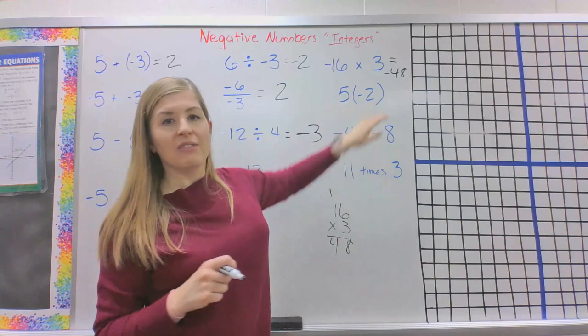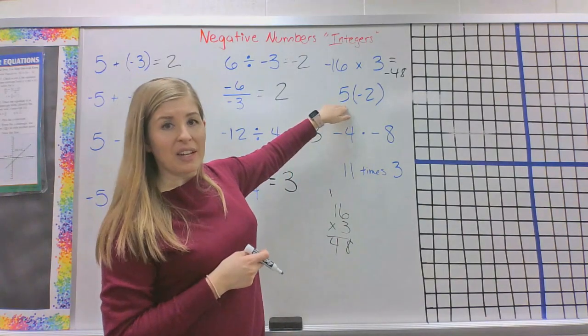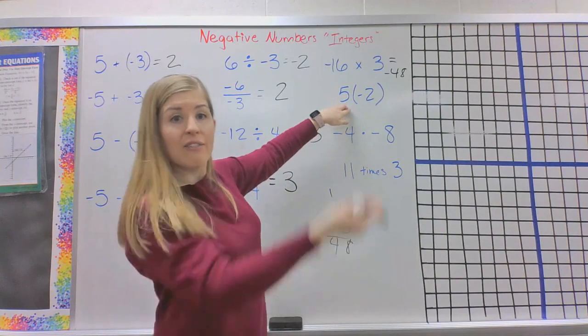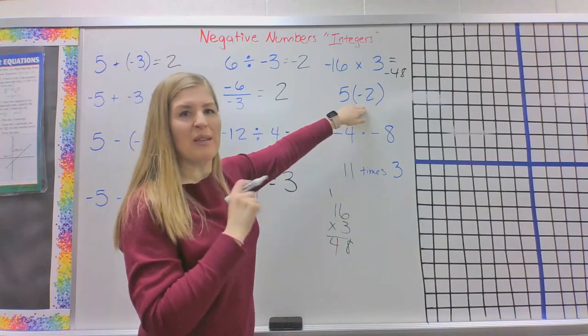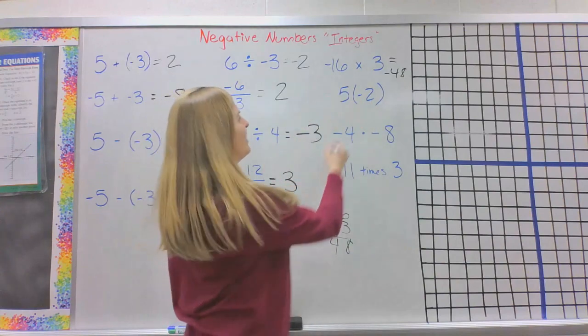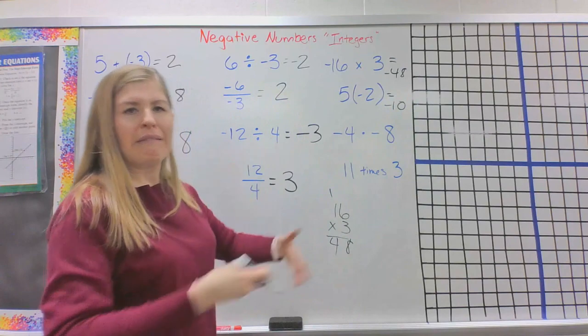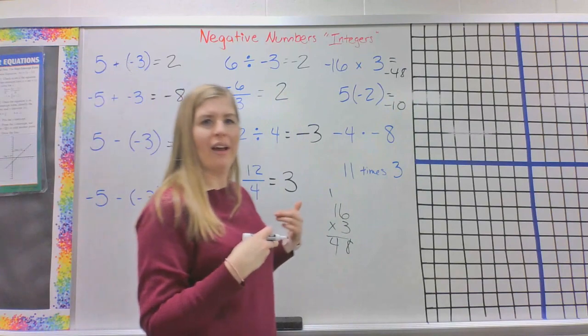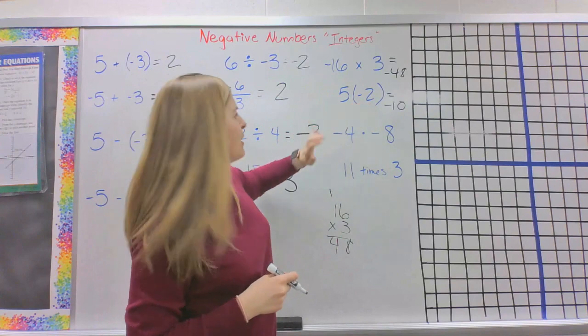So 5 times negative 2. They're different signs, so you know it's going to be negative. But what I like to think of is you ate 5 groups of 2 disgusting fries, 2 really bad fries. So that's not a good situation either. So 5 times negative 2 is negative 10. Ugh. Negative 10 bad fries. All right, so throwing up's not good, eating bad stuff's not good.